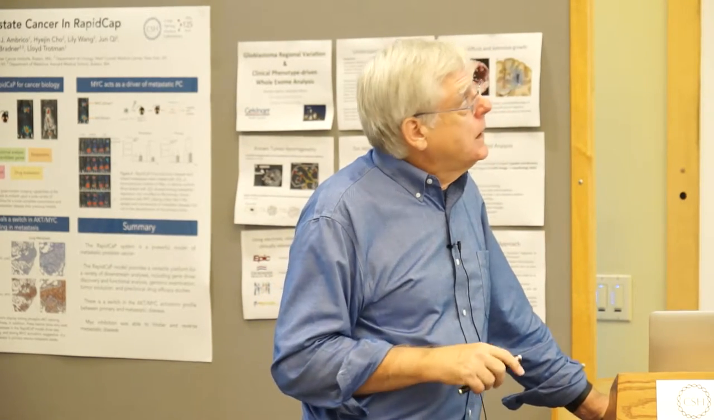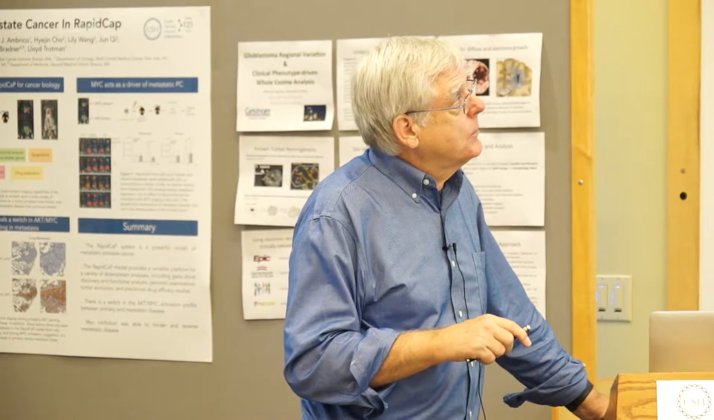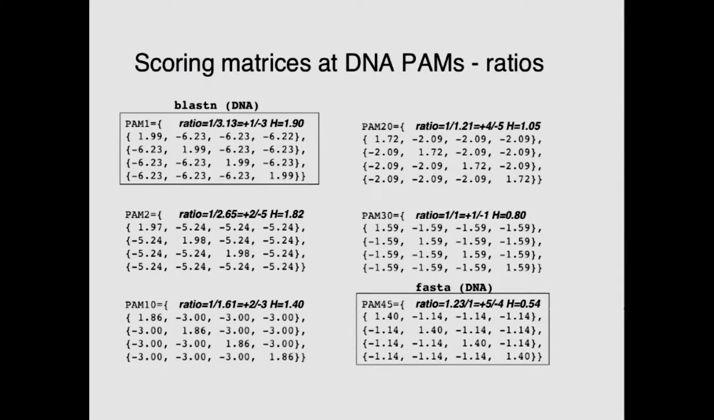And so here's a table that comes from a paper that Stephen Altschul and Warren Gish published a long time ago that basically says that here are the PAM distances associated with different ratios of scores, okay? So if your score is plus 1 minus 3, that's basically a PAM 1.